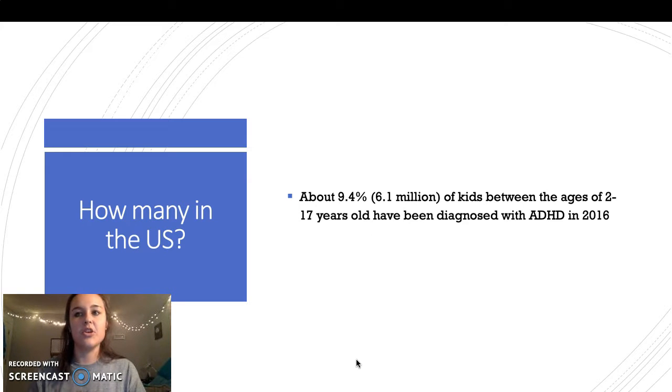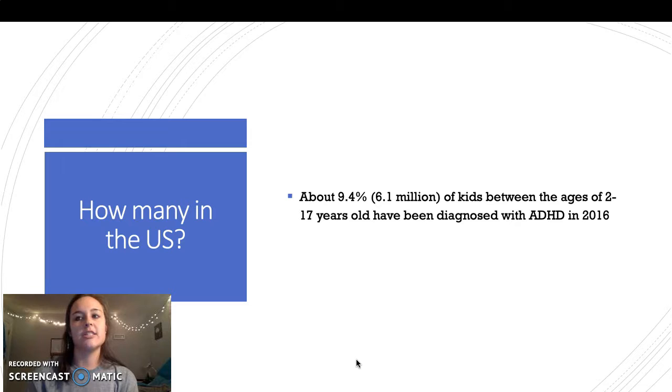How many in the US? So, like it says, about 6.1 billion kids between the ages of 2 and 17 years old have been diagnosed with ADHD in 2016. I couldn't find how many are now, or even last year, but I'm assuming it's around that percentage.